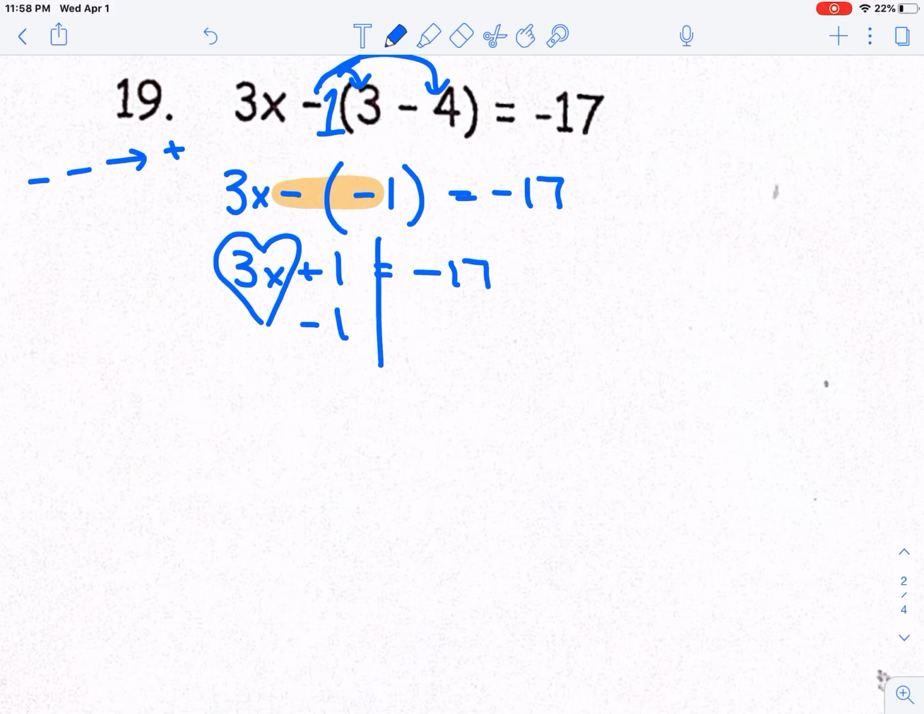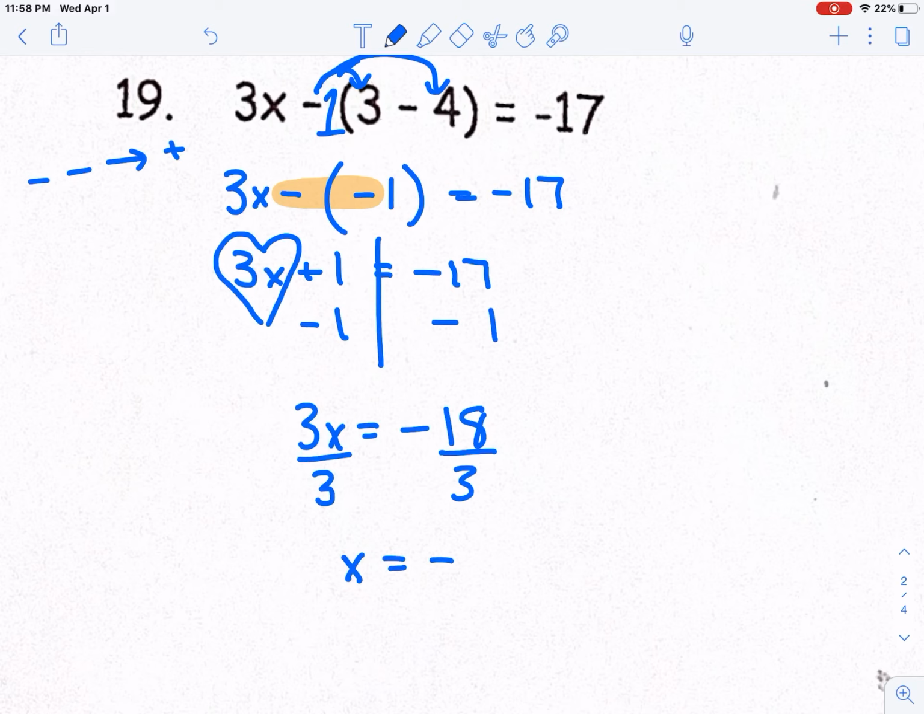I'm going to subtract 1 from both sides. And I get 3x is equal to negative 18. And then again, to get that x by itself, I'm going to divide by 3, and I do get x is equal to negative 6. Again, remember, a negative divided by a positive is always equal to a negative.